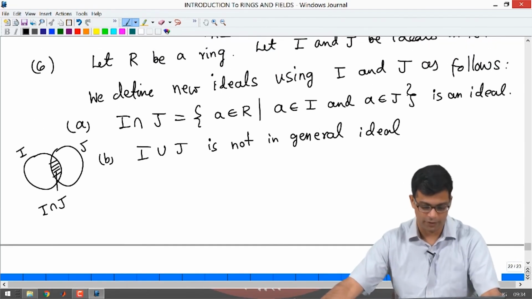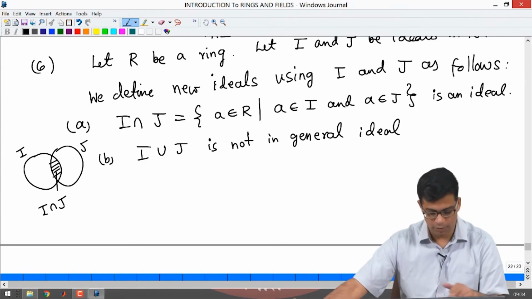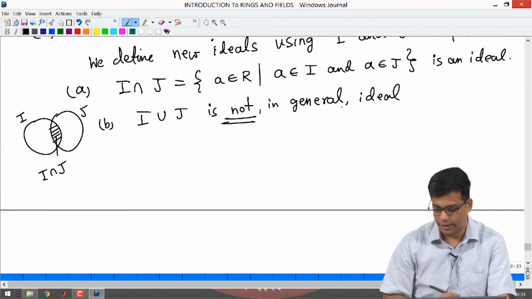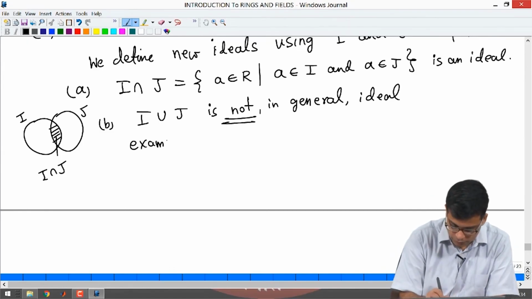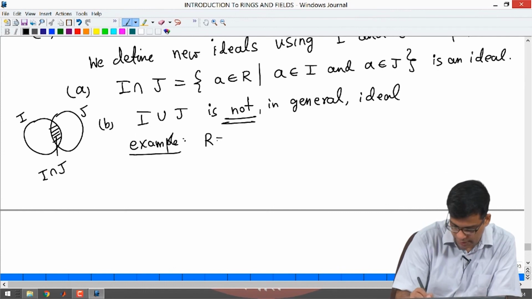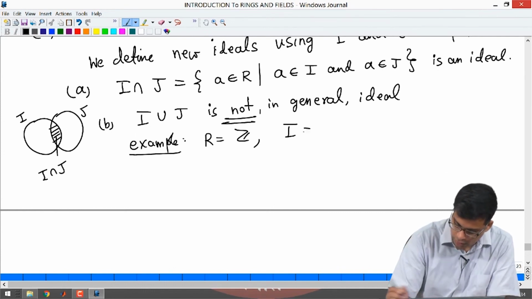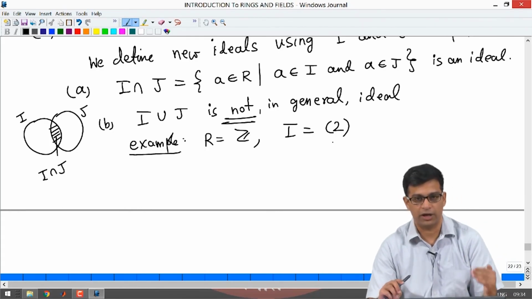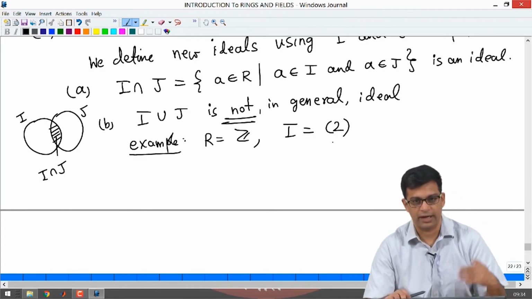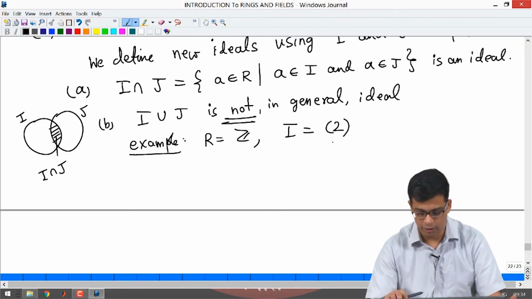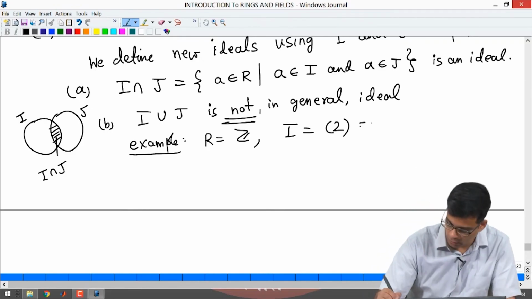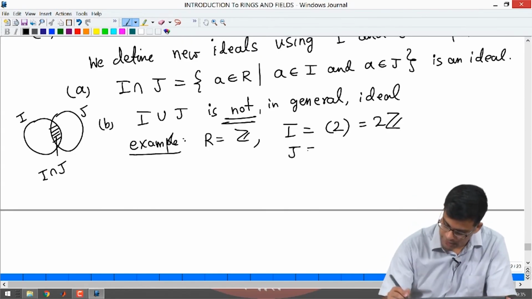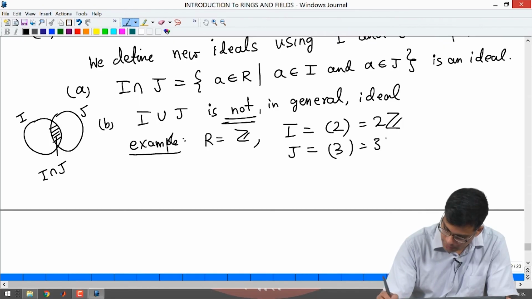I have said we define new ideals below, but I union J is actually not an ideal in general. As an example, let us take R to be the set of integers and I to be the ideal generated by 2. Remember, we have shown in an earlier video that every ideal in Z is generated by a single element. It is of the form 2Z or nZ for a positive integer n. Let us take 3, which is 3Z.